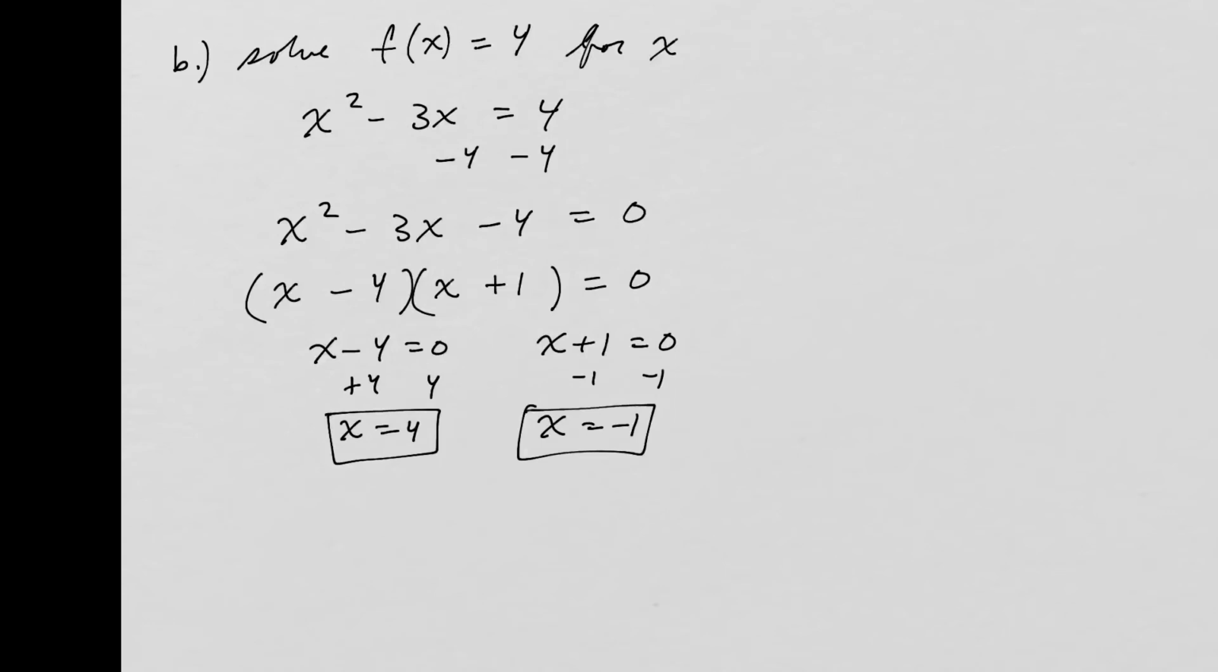So that's my answer, right? So basically what I'm saying is the function evaluated at 4 gives me 4. And we're also saying the function evaluated at -1 gives me 4, right? So those are my two input values that will give me an output of 4.